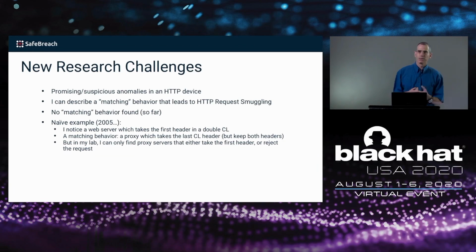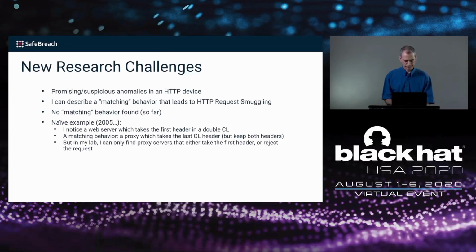Just to illustrate, let's say we go back to 2005, and I notice a web server which takes the first header in a double content length request. A matching behavior would be a proxy server that takes the last content length in such a request, but keeps both headers. But let's say that in my lab back then, I could only find proxy servers that either take the first header or reject the request. Then in 2005, this would have been a very interesting and relevant example. Naturally, in 2020, there are probably no web servers or proxy servers that behave so naively, but you get the idea.